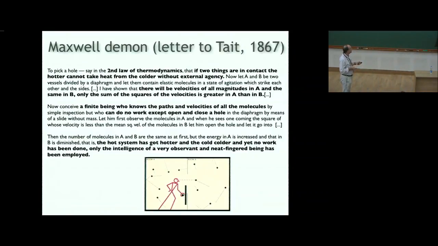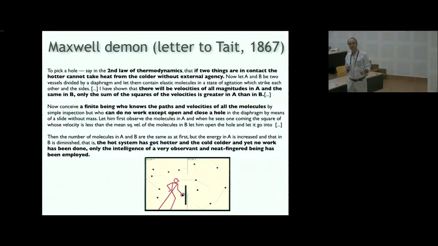So this is how he described it: a being who knows the paths and velocities. Of course, you have to know the path, so this is when information enters into the problem. You have to know to open the door at the appropriate moment. And the hot system gets hotter, the cold colder, without the need of any work. Only the intelligence of a very observant and nimble-fingered, 19th century English-style being has been employed. So this is the idea that information is a thermodynamic resource, in the sense that you can do things that you cannot do without information.